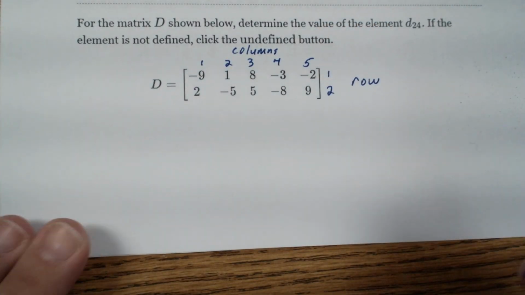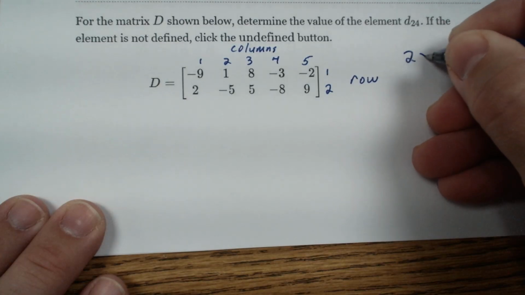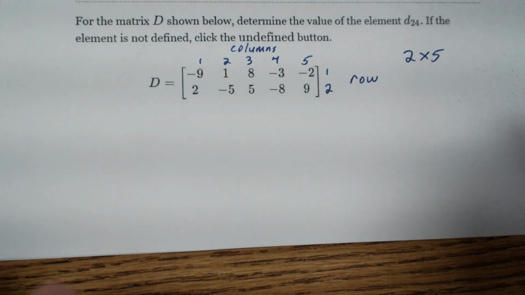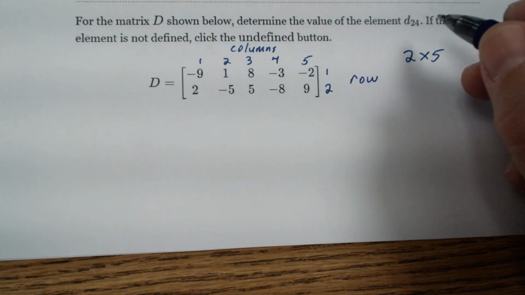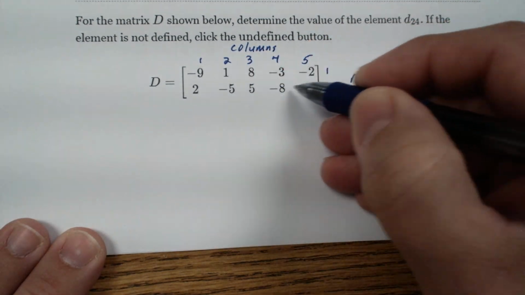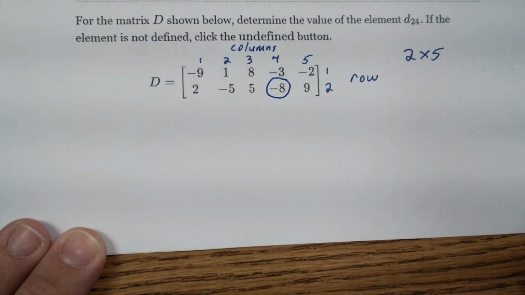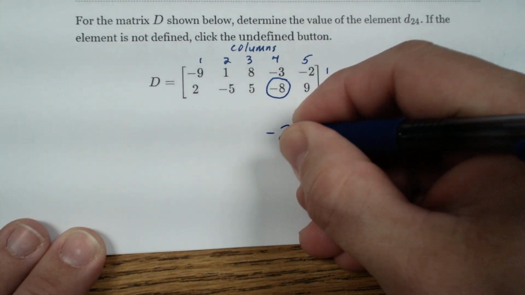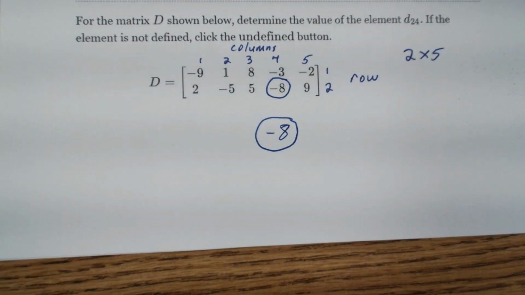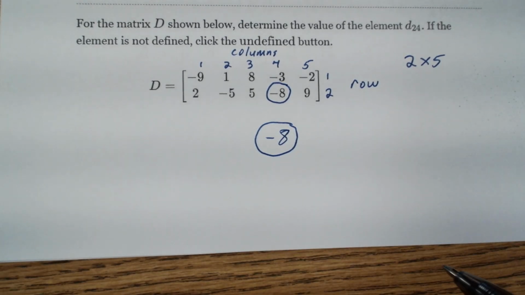So this, of note here out to the side, would be known as a 2 by 5 matrix, matrix D. Anyways, element 24 would come from the second row and the 4th column, which would be element -8. So element D24 is -8.